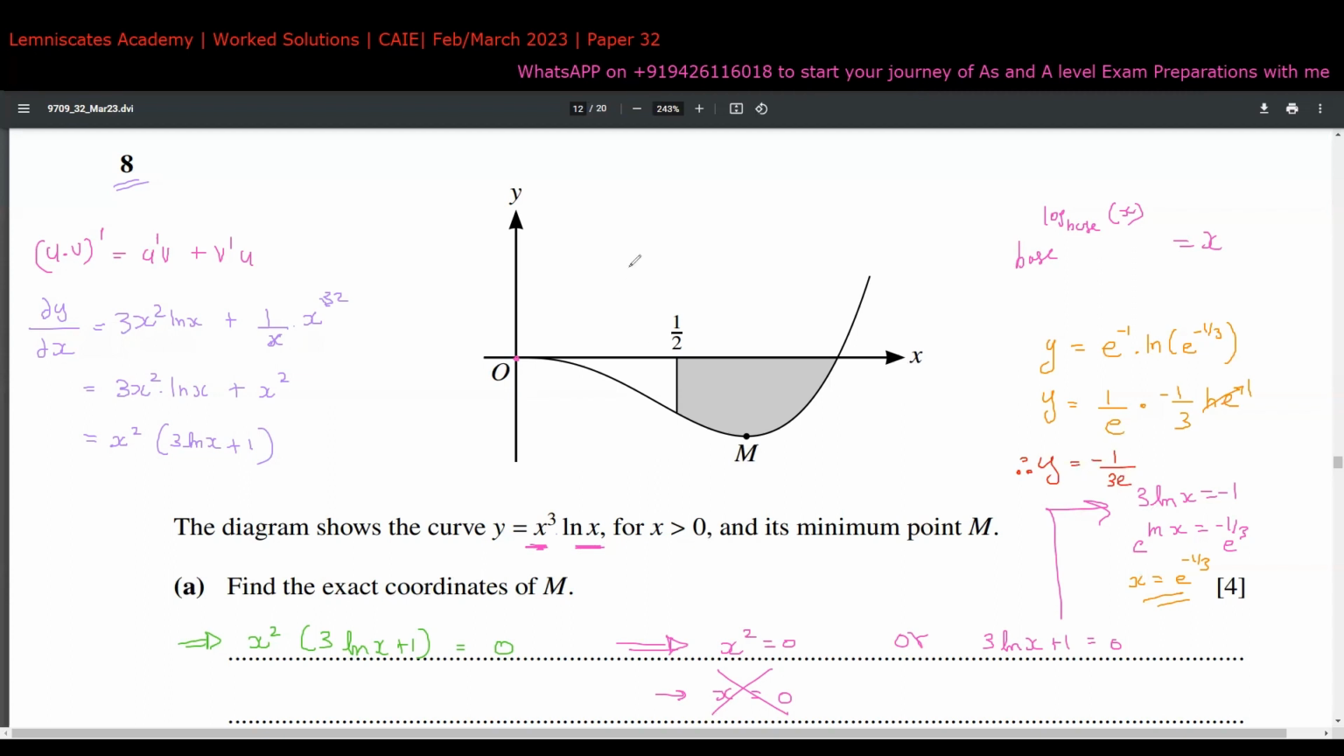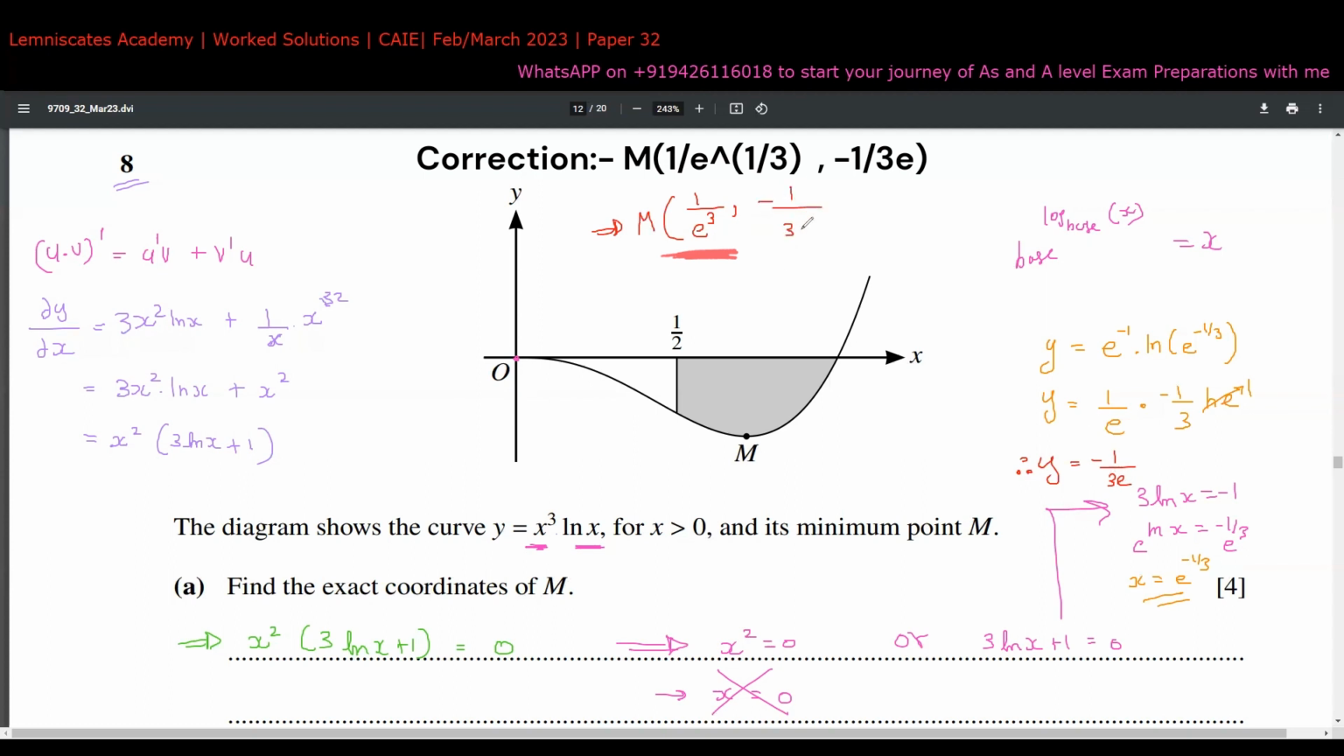So what are the final x and y coordinates of M? This implies that M has the coordinates of 1 over e power of 3. That's your x. I'm just writing it in the fraction format. And y will be minus 1 over 3. So that will be the solution of the first part of question 8.